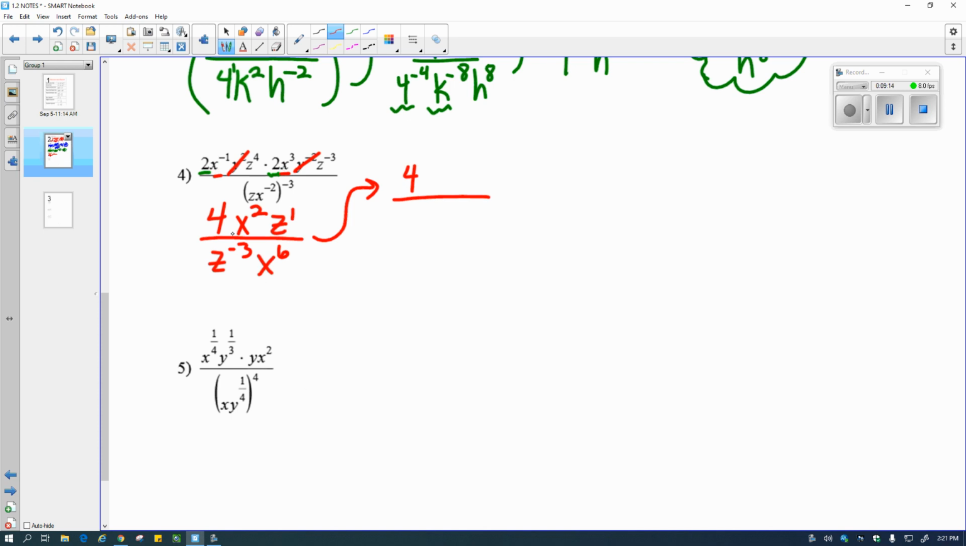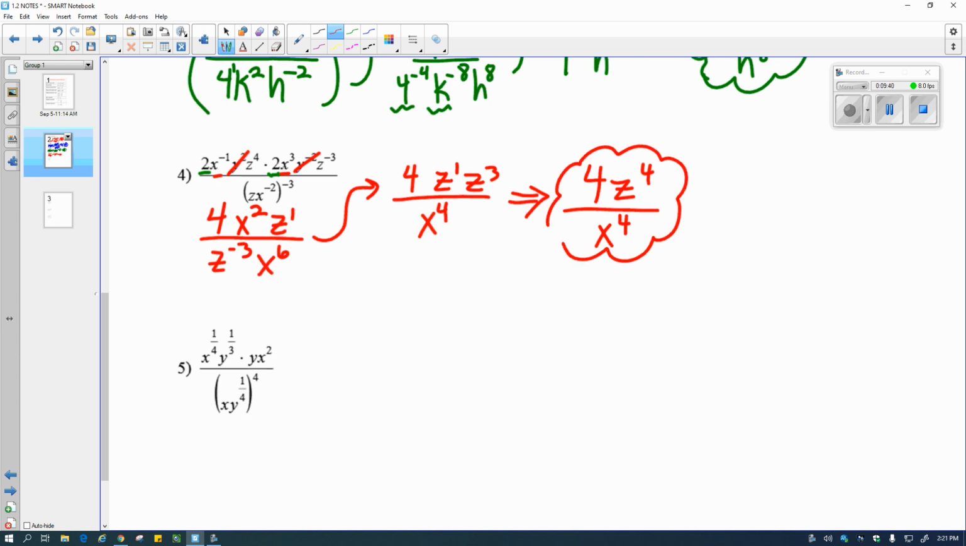And the x's, I've got 2 on top and 6 on the bottom, so I have 4 more x's on the bottom, and the 2 on the top are going to cancel out. And then this z to the negative 3rd is going to move up to the top, and I'll have z to the 1st and z to the 3rd. So then when I do my final simplifying, I'll have 4z to the 4th over x to the 4th. And there is my final setup.